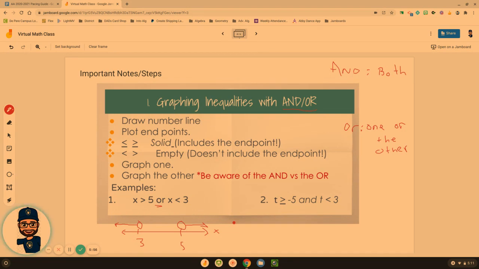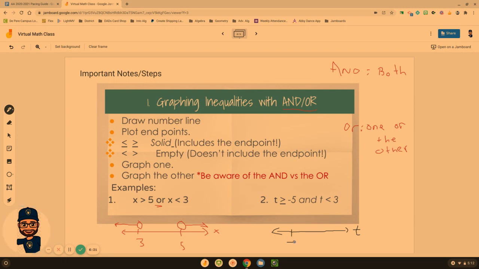And so we're kind of looking at them with the or versus number 2 where we have the word and. All right, let me do number 2 in just a different color. Let's choose the black. Here's my number line, kind of sloppy. This time I want to make sure that I label it with a T because we're now using the variable T.